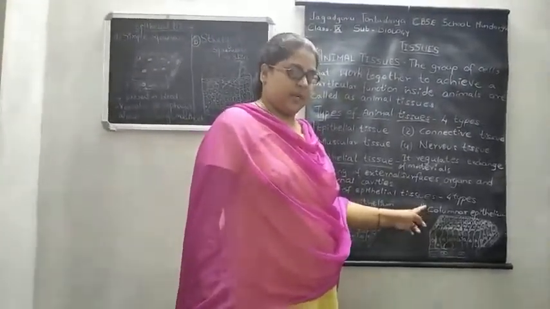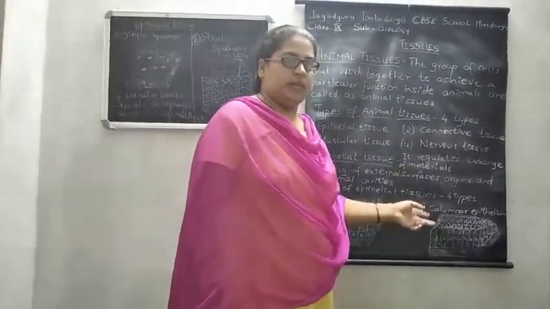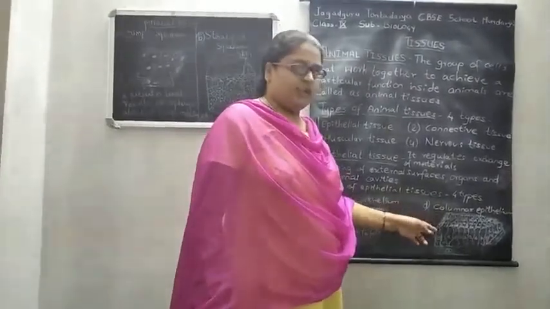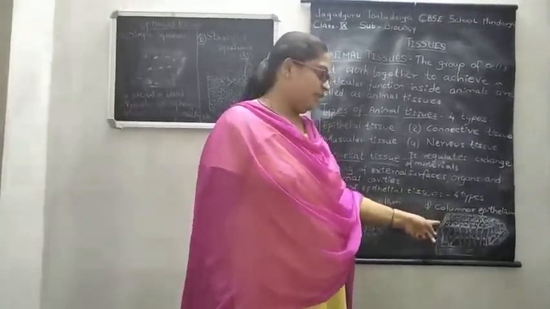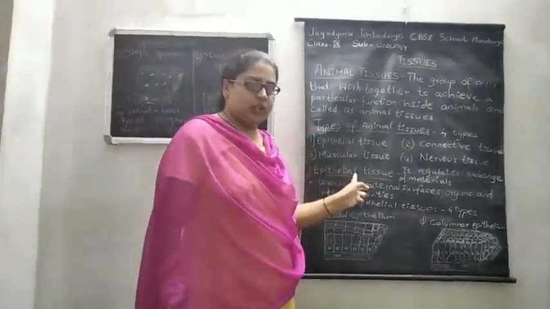So this columnar epithelium is mainly involved in producing mucus. It contains a mucous membrane, and it is mainly involved in the removal of unwanted particles with the help of cilia. So these are the 4 types of epithelial tissue.